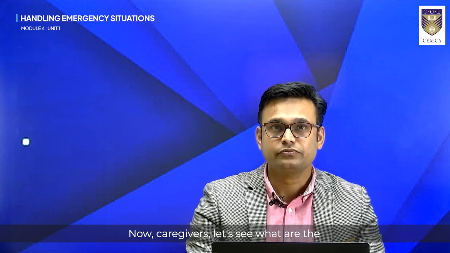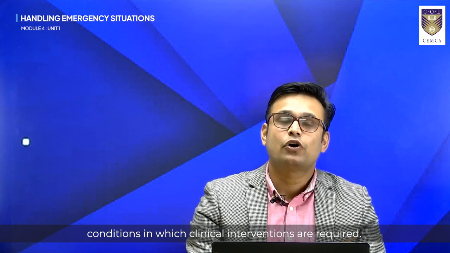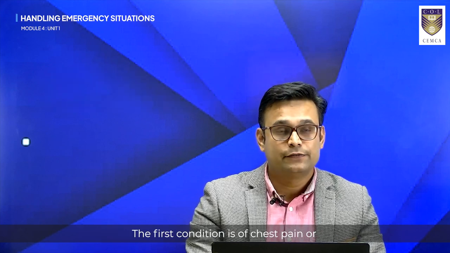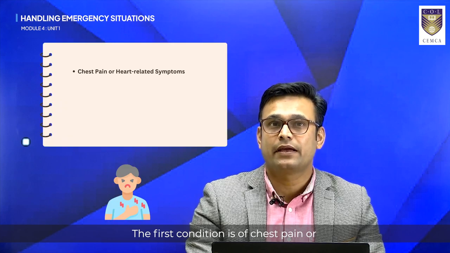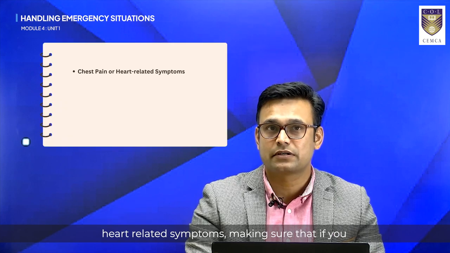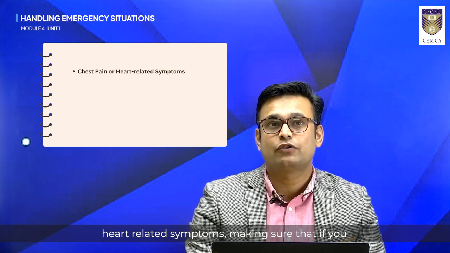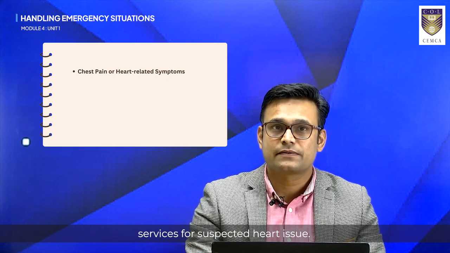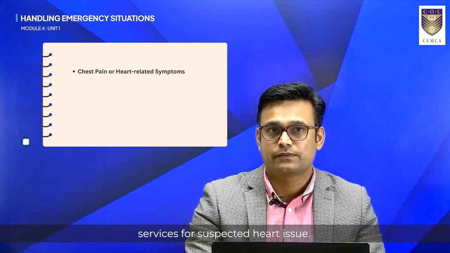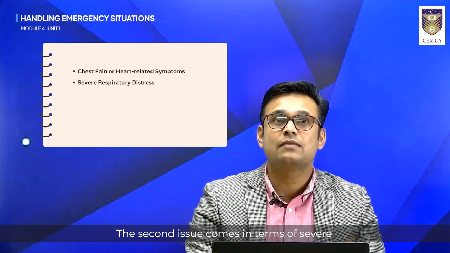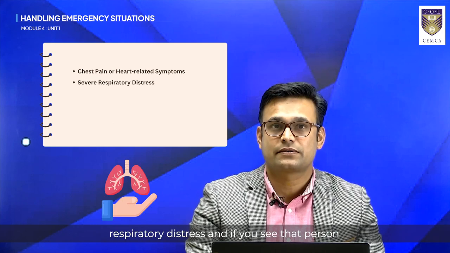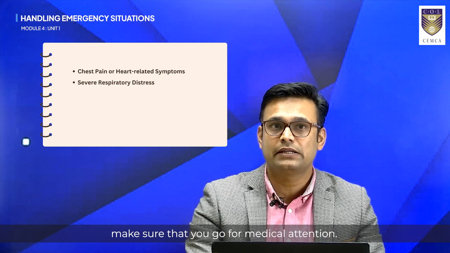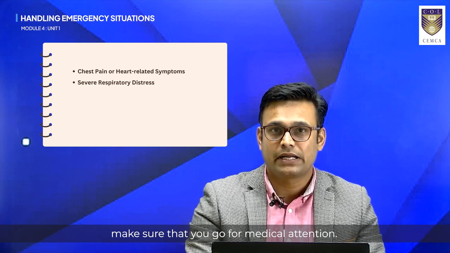Now, caregivers, let's see what are the conditions in which clinical interventions are required. The first condition is chest pain or heart related symptoms. If you observe this condition, then you call the emergency services for a suspected heart issue. The second issue comes in terms of severe respiratory distress. If you see that the person is not in a position to take a breath, make sure that you go for medical attention.